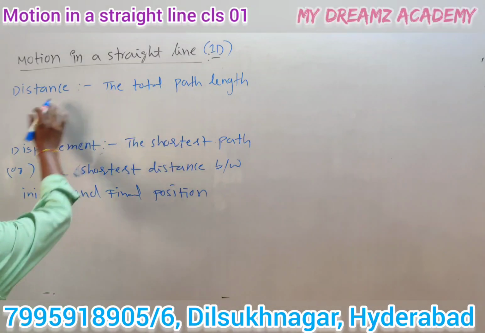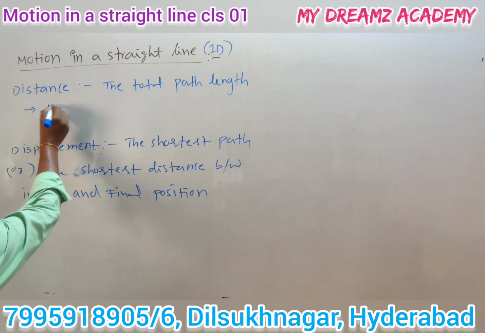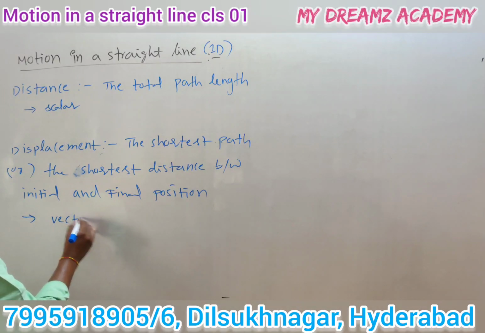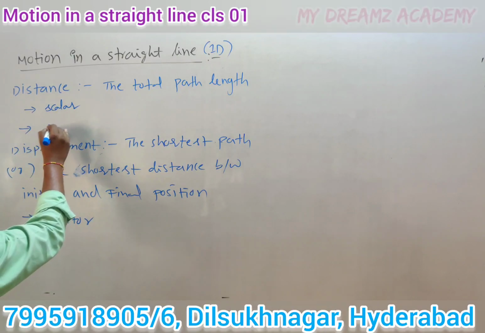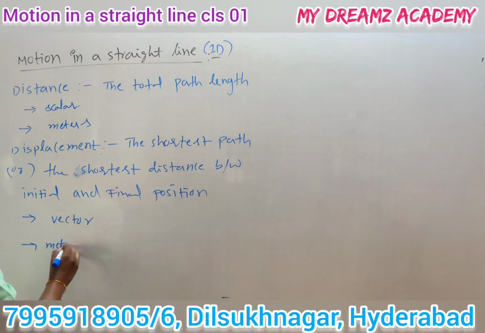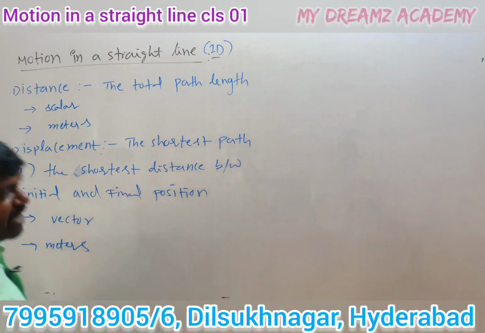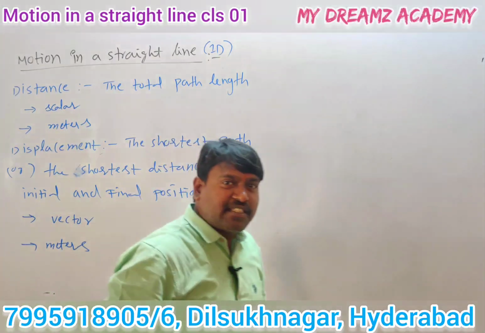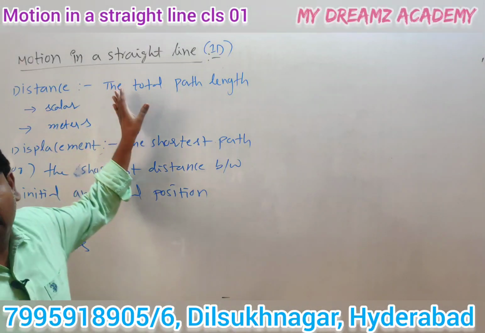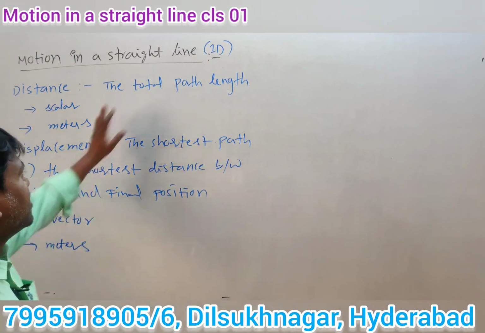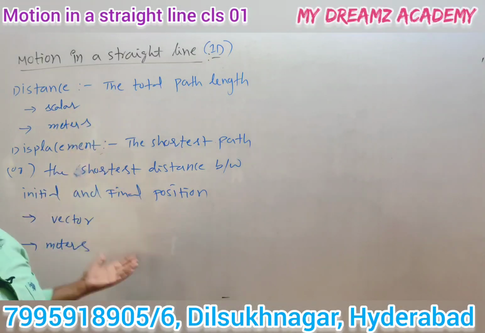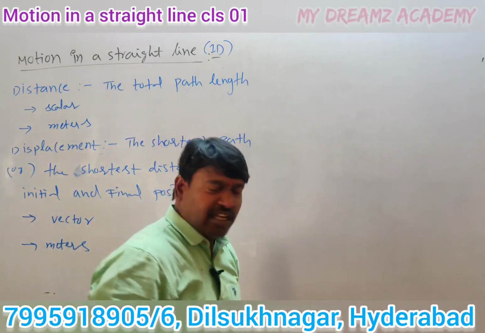Distance is a scalar, displacement is a vector. Now what are the units of distance? The SI unit is meters. Displacement units are also meters. The major difference is that the shortest distance is displacement, while the total path length is called distance. Both have the same unit, the meter in SI units.